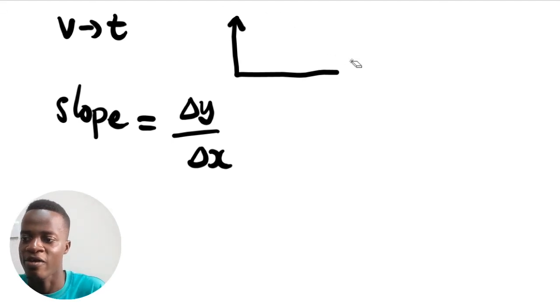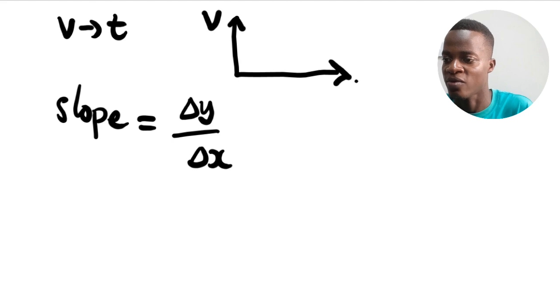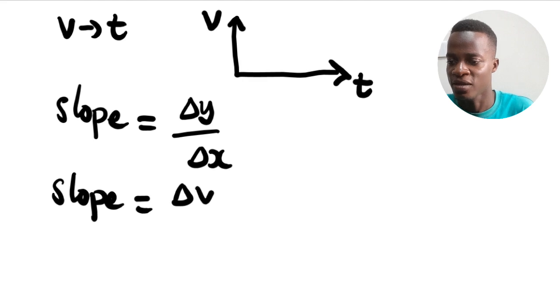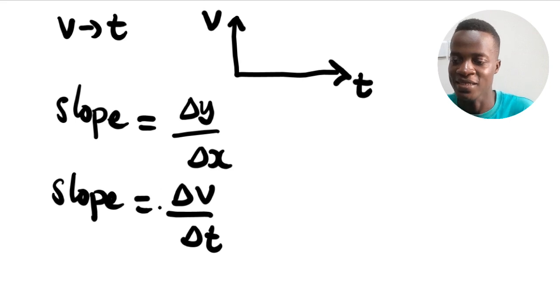But for the graph that we are examining, instead of calling them x and y, they are calling them v and t. So our slope for this velocity time graph will be change in v over change in t, because right now we don't have y and x. We just changed the name. So change in velocity with time.